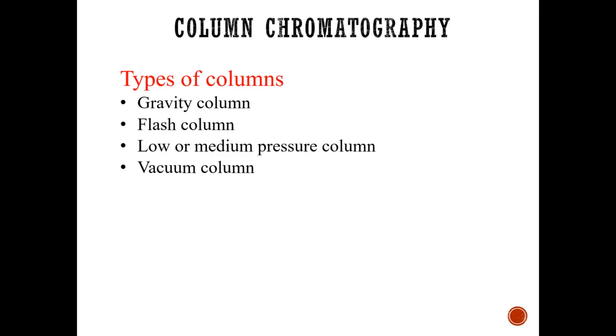Last one is high pressure column. Very fine particles of silica gel are used in the high pressure column as stationary phase. Due to the very fine particles of silica gel, the column is tightly packed and the mobile phase will not run due to gravity. High pressure pumps are used for fast separation. Stainless steel is used to make the column to resist the pressure of the pump.